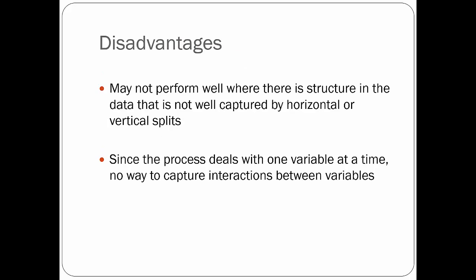But there are some disadvantages, of course, because the number of possible splits can increase exponentially if you are not careful. If you have an interval predictor with lots of different values, it's a good idea to bin them into classes, so the number of possible splits is kept to a minimum. Since the process deals with one variable at a time, interactions cannot be captured as they can in regression analysis. Two variables may produce an interaction effect, but interaction effects cannot be captured in decision trees.